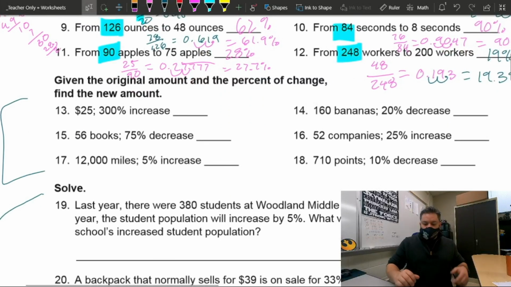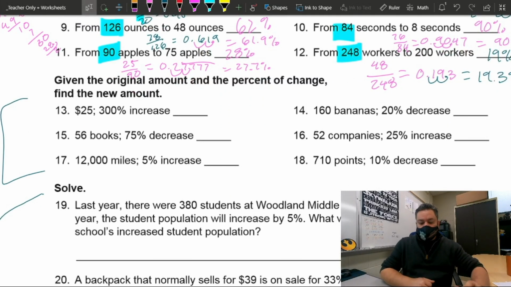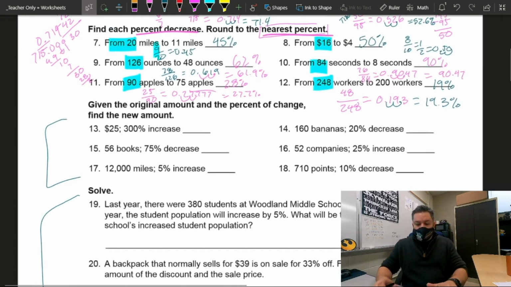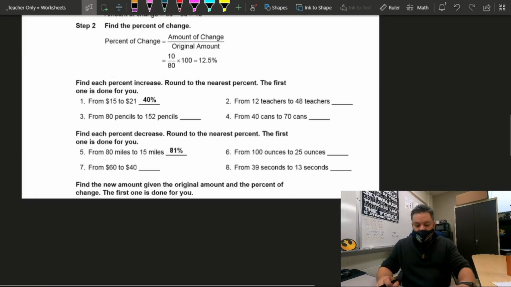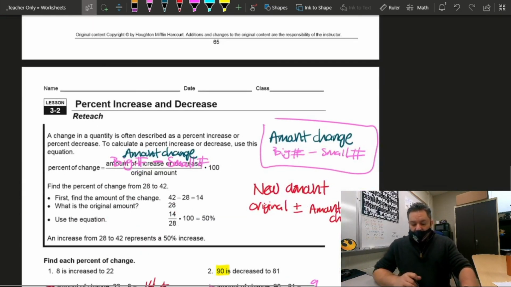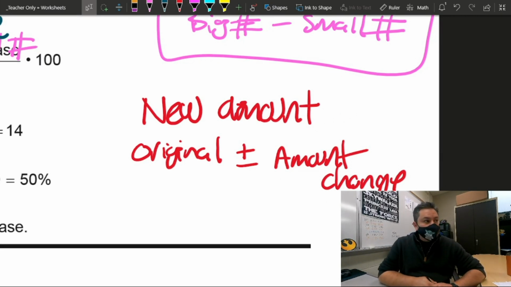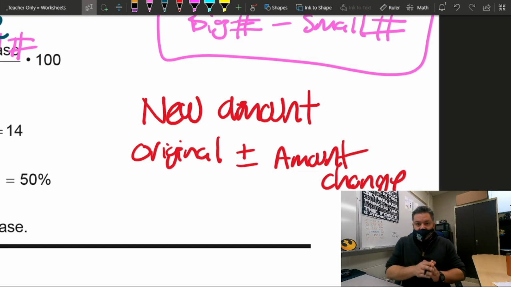So, for the original amount and the percent change, we're going to have to find the new amount. And a couple of videos ago, I talked about that briefly, and I gave you a formula: new amount equals original amount plus or minus the amount change. And we're going to be using that formula to work these problems.